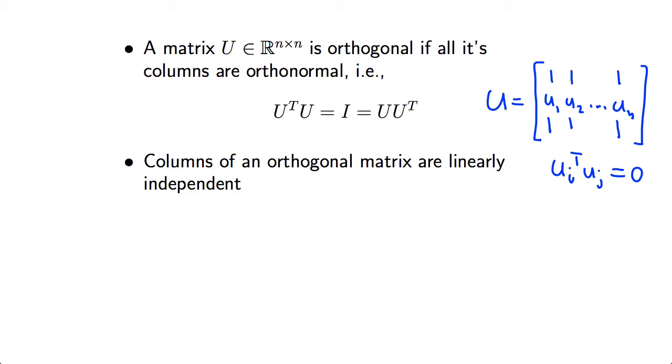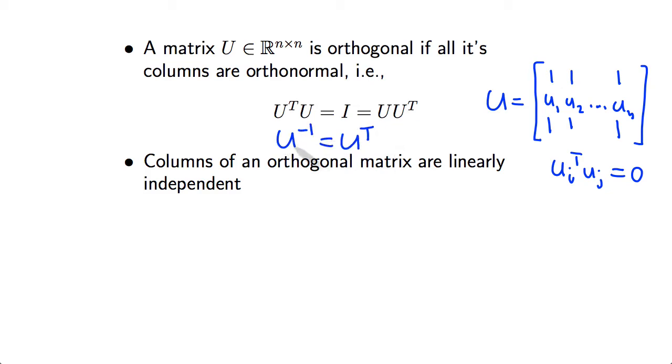But a nice property here, which follows very immediately from this definition, is that U transpose times U, that's the matrix of all these inner products here, right? But this inner product is 0 unless i equals j. And so this matrix product here is just equal to the identity. It has 1s on the diagonal and 0s everywhere else. And so what this shows is that for an orthogonal matrix, the inverse of U is actually given by U transpose. So U inverse actually equals U transpose.